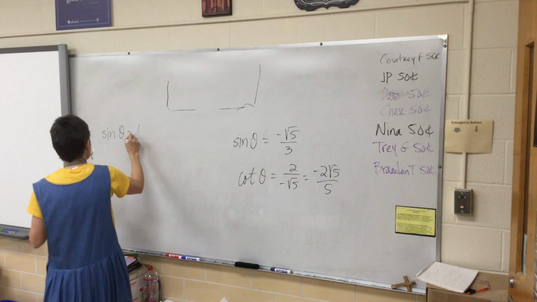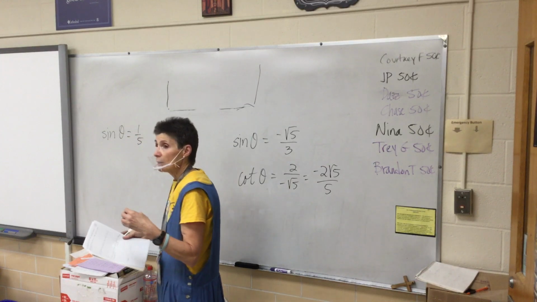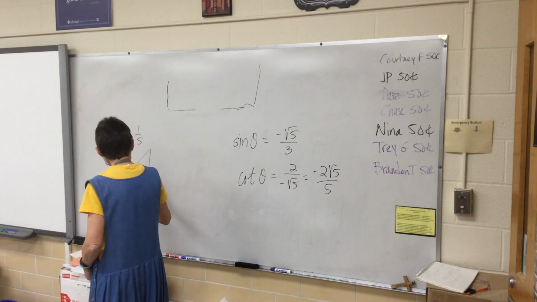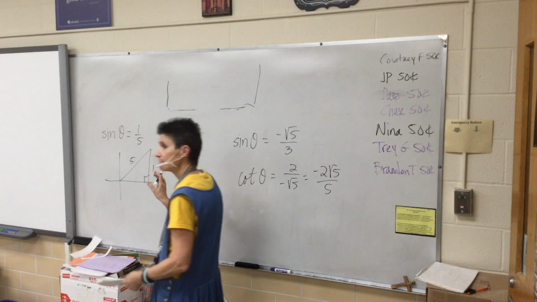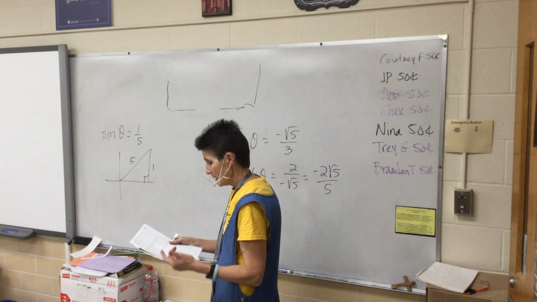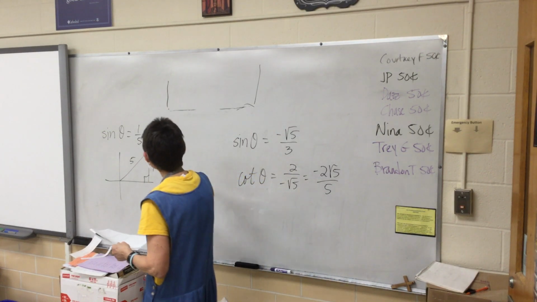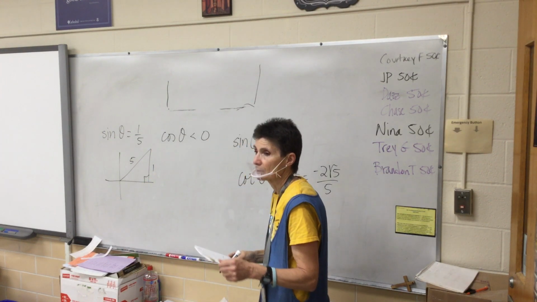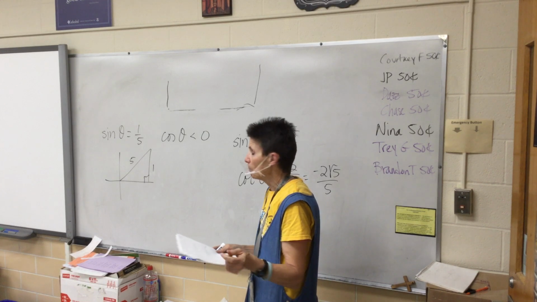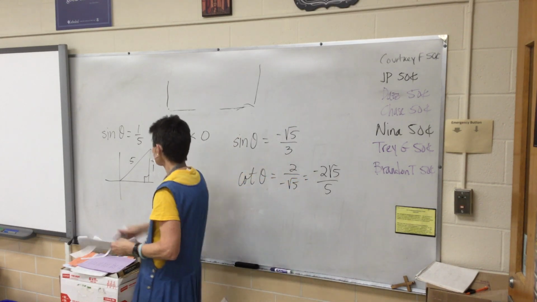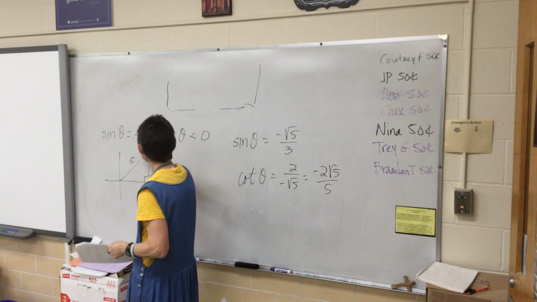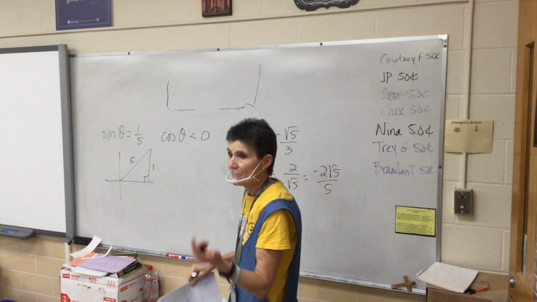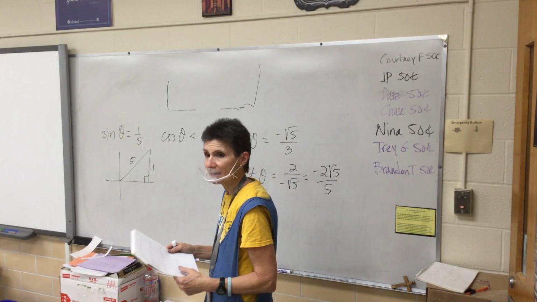All right, so the next one says sine is 1/5. Now, my gut instinct would be to draw my normal triangle and label it like that, right? That would be the normal. But it says the cosine is negative. So basically, what is that saying to me, Reed? It's saying y has to be positive, but x has to be negative. Where does that happen? That y is positive, but x is negative.